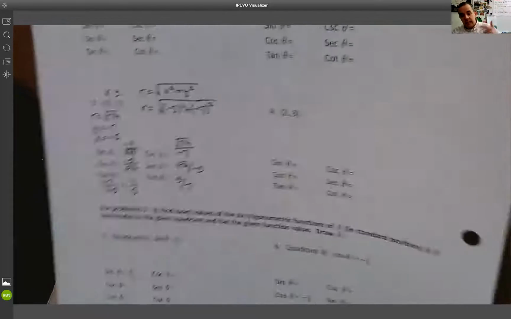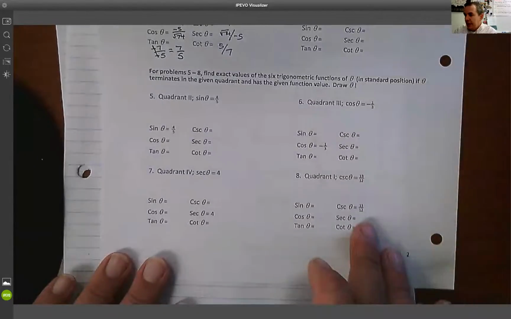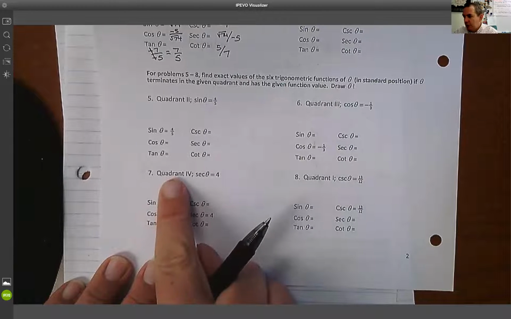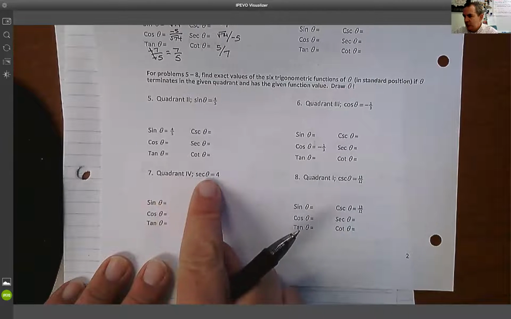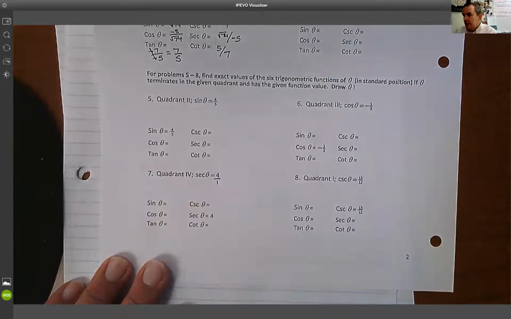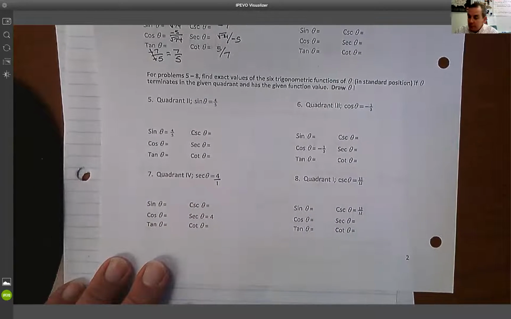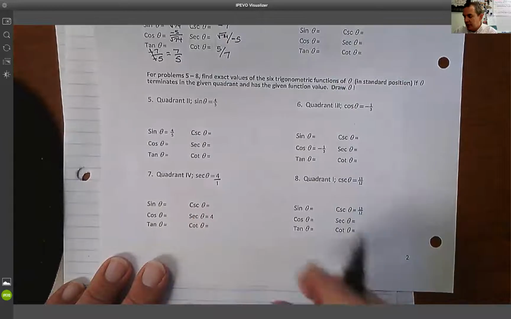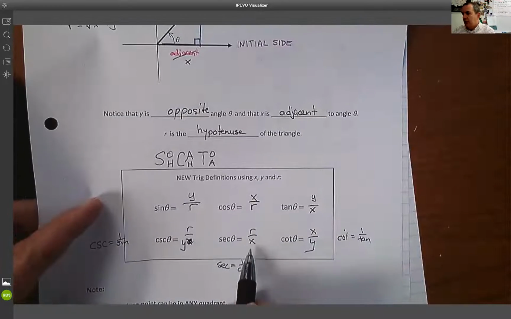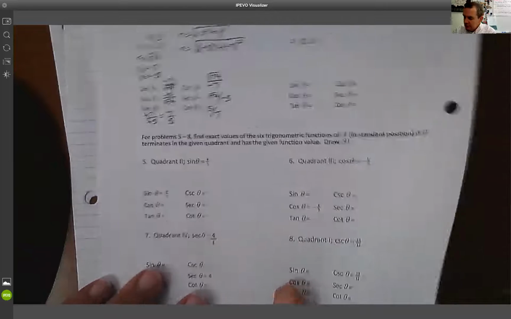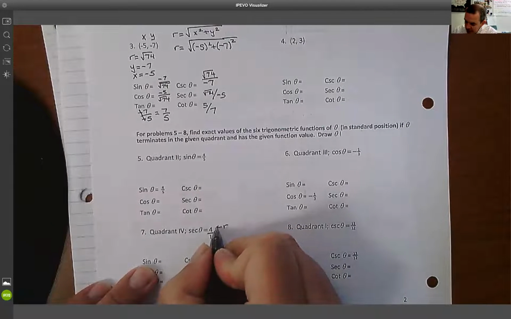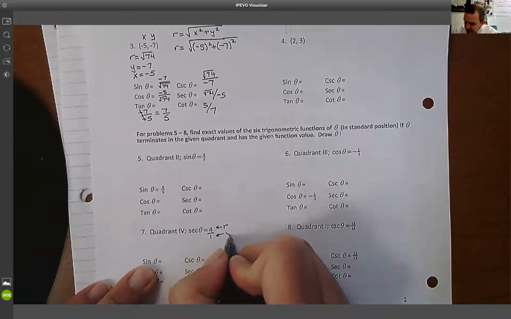That's one type. We did that a couple days ago. What we did yesterday, we talked about a problem like this. And what we found out was quadrant 4, secant theta equals 4, or if you want to think about it, 4 over 1. So in this case, I'm not given a point. What I'm given is one of these functions. And if you look back at the front side, secant is equal to R over X. So this 4 is going to be my R value. This 1 is going to be my X value.